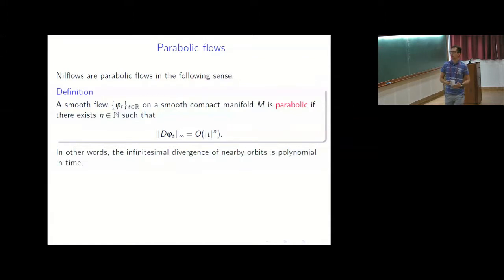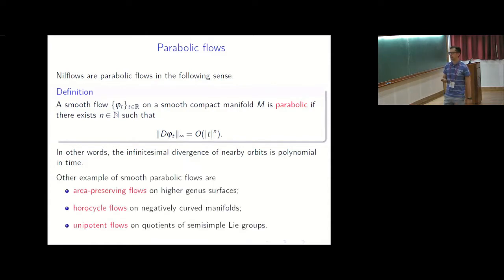One way of encapsulating this vague notion into a more formal definition: a smooth flow is parabolic if you look at the differential of the time t map, and this grows as a polynomial in t. This is in sharp contrast to what we've seen today about hyperbolic flows. But still, these classes of flows contain some interesting examples. For example, other examples of smooth parabolic flows are area-preserving flows on higher-genus surfaces.